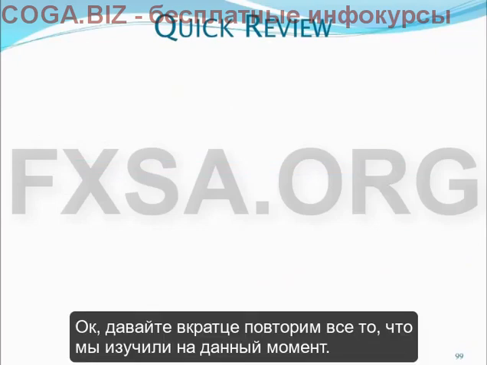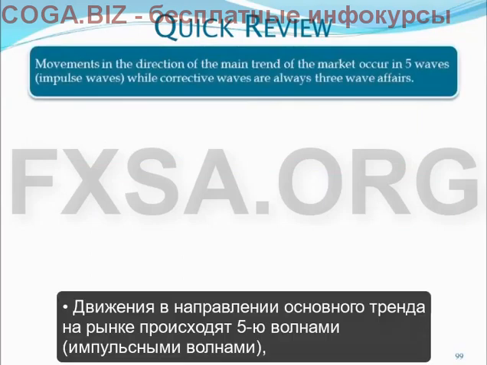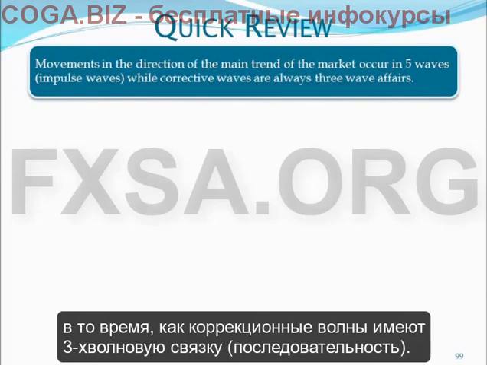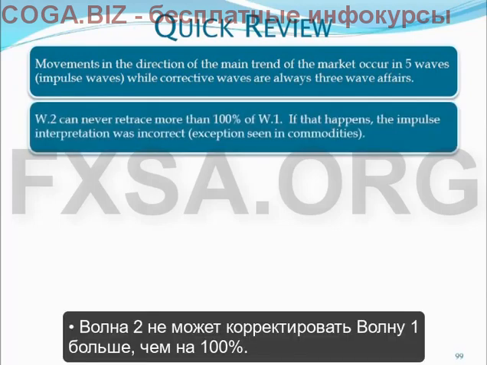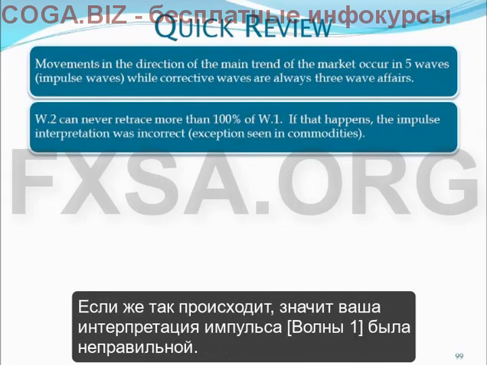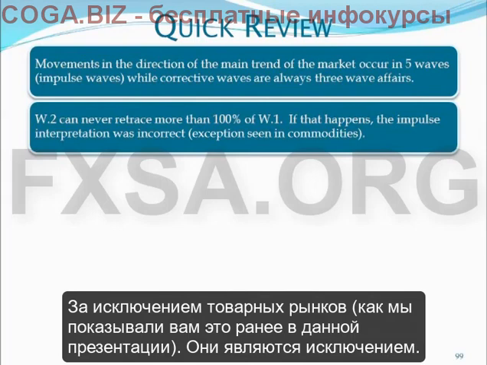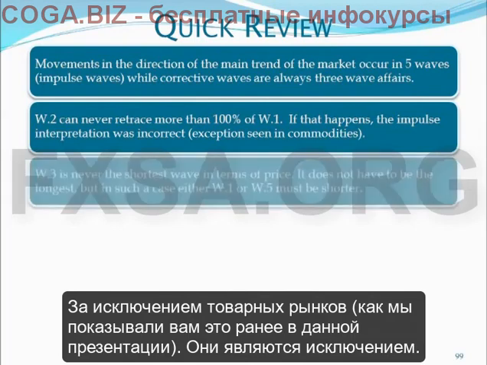Okay, let's do a quick review of all the information we've covered up to this point. Movements in the direction of the main trend of the market occur in 5-wave impulse waves, while corrective waves are always 3-wave affairs that follow. Wave 2 cannot retrace more than 100% of Wave 1. If that happens, the impulse interpretation was incorrect, except in commodities, as we have shown you and mentioned in this presentation. There are exceptions.